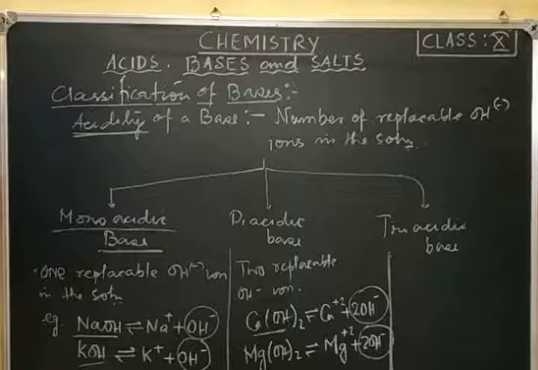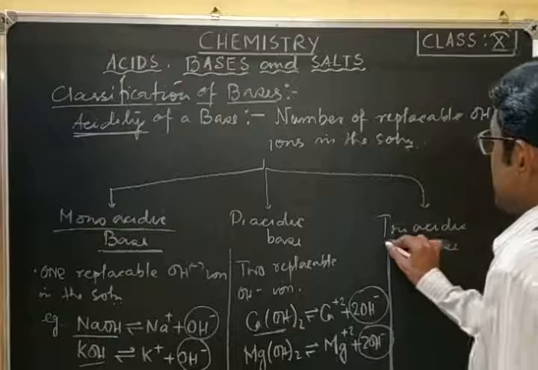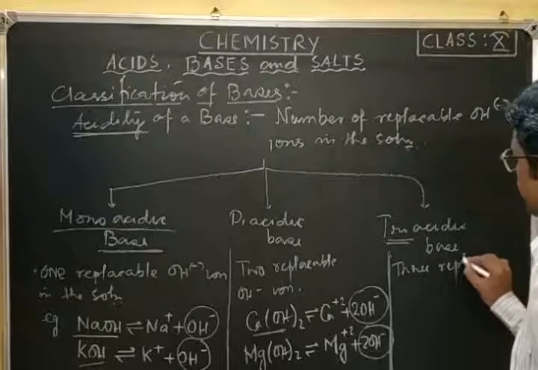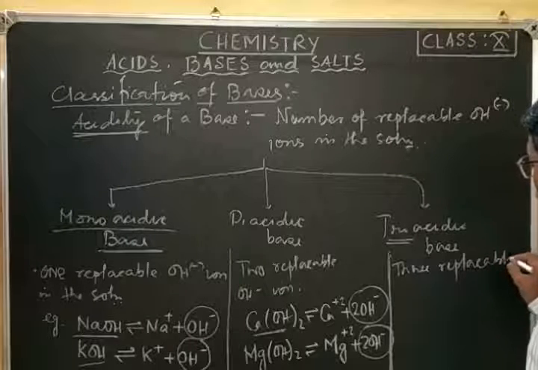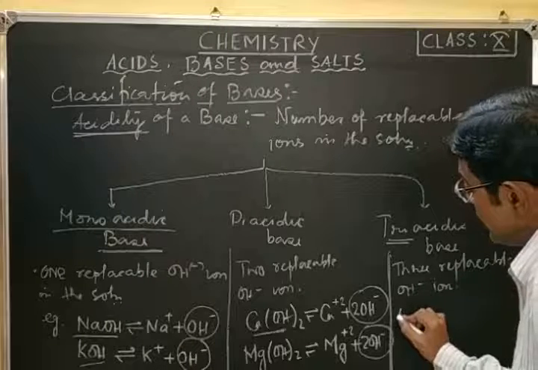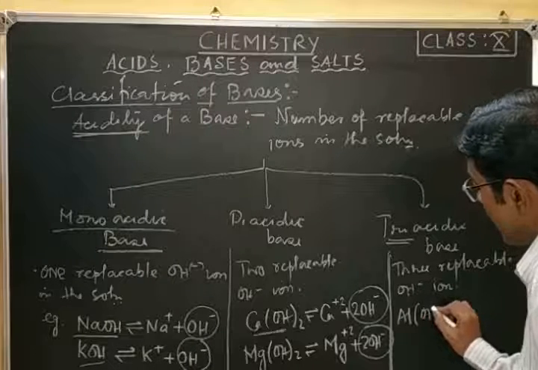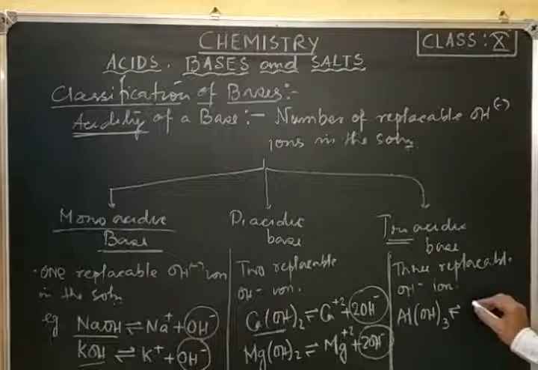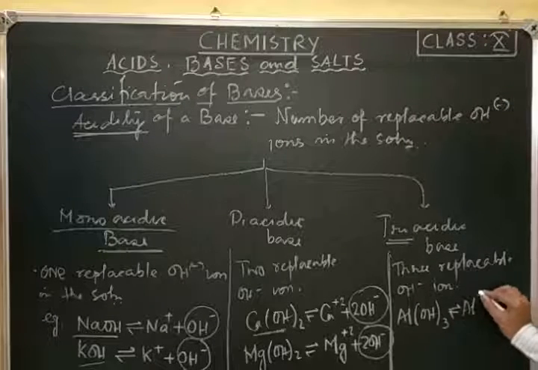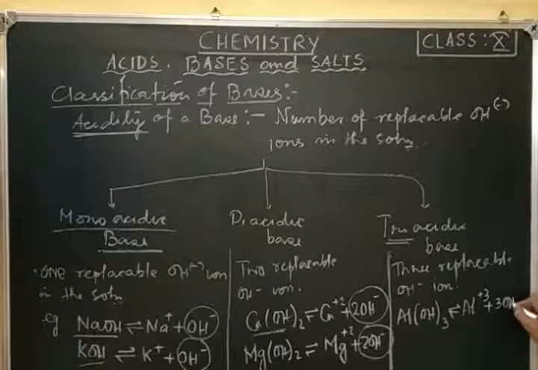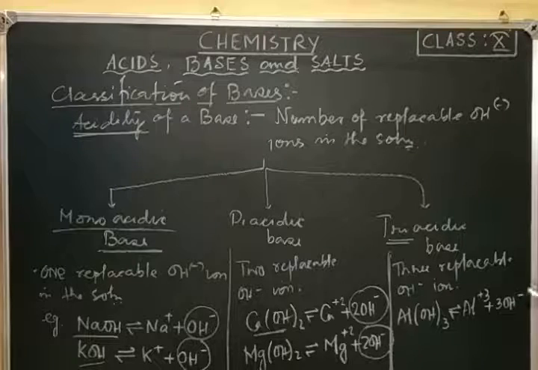Last comes triacidic. Tri means three. They can produce three replaceable OH minus ions. So here I will take the example of aluminum hydroxide, Al(OH)3. In solution, aluminum hydroxide dissociates as Al 3 plus and 3 OH minus. So here it can produce three hydroxide ions.